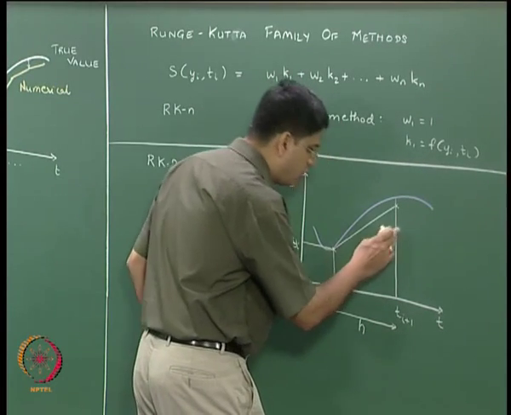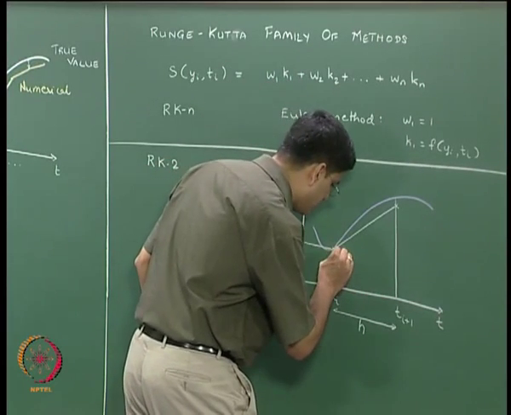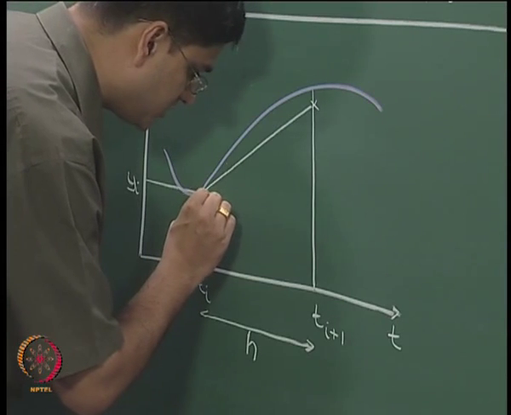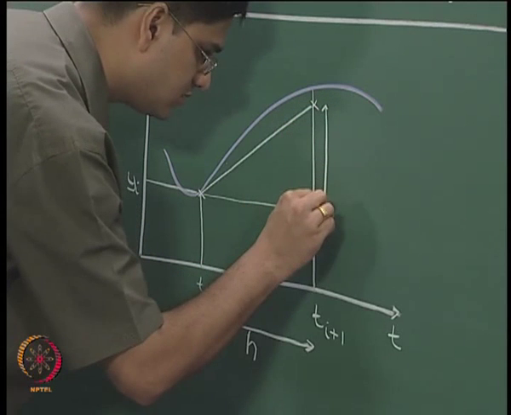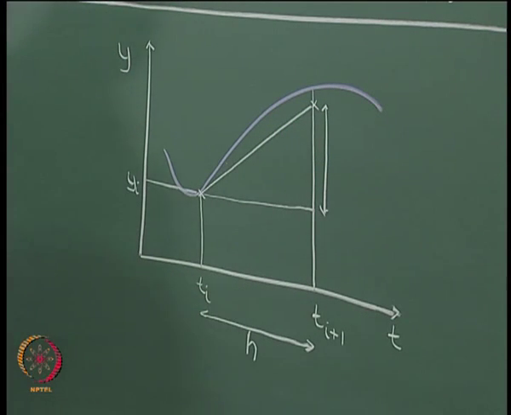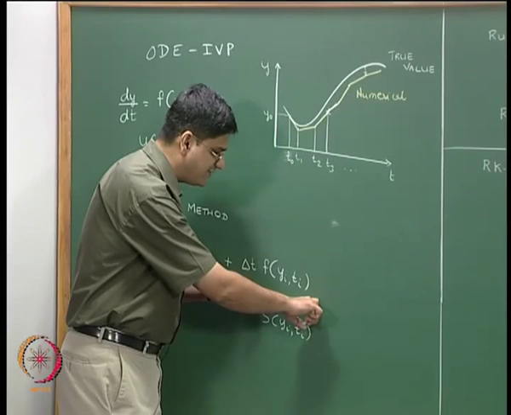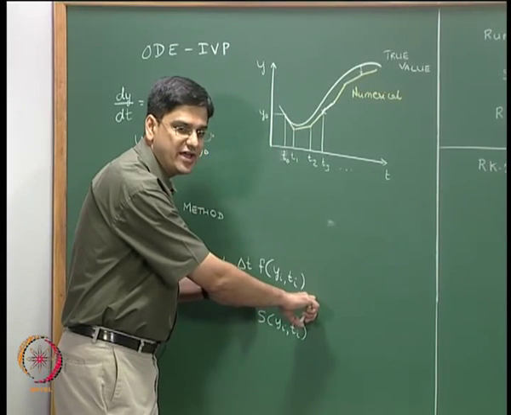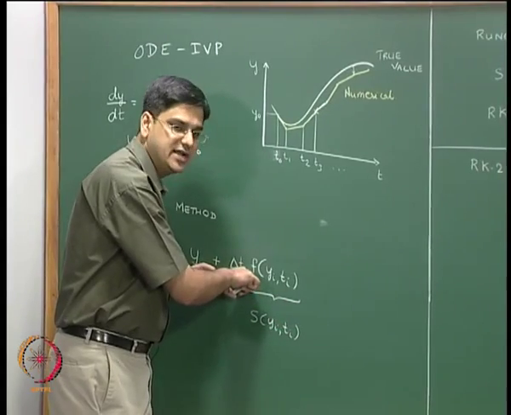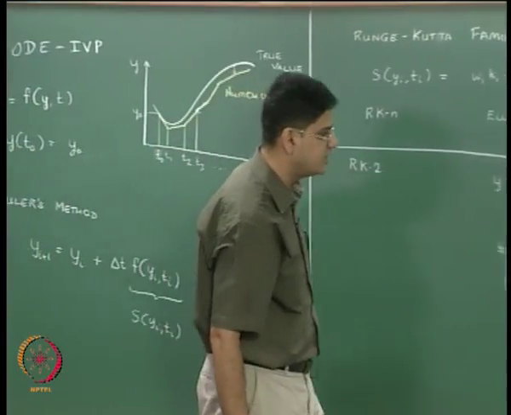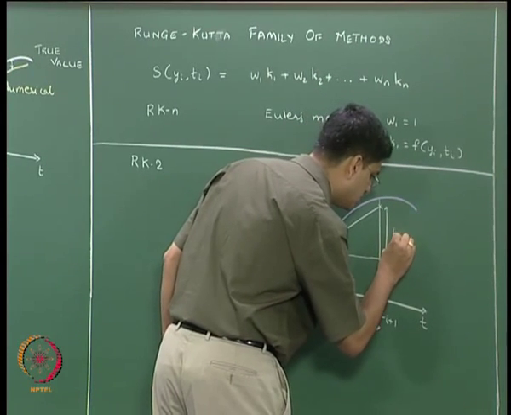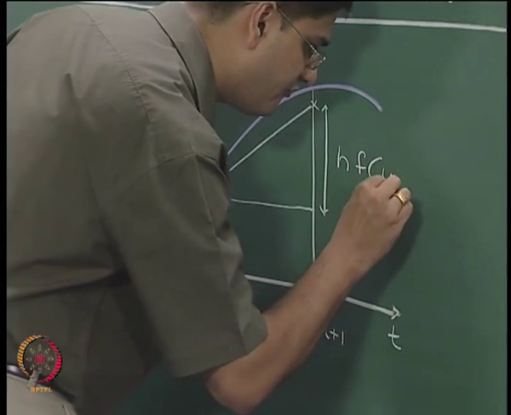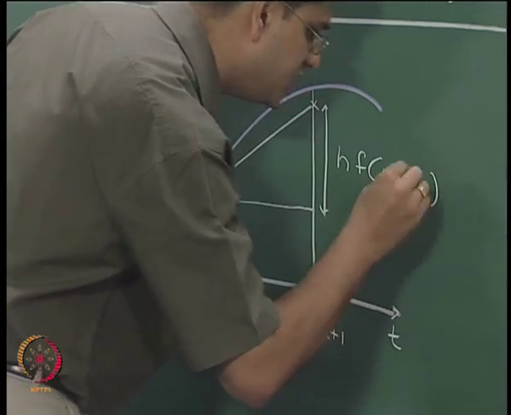Okay. So now if we look at the overall geometry, we will just complete this particular triangle over here. This distance is nothing but yi plus 1 minus yi, and yi plus 1 minus yi was nothing but f of yi comma ti multiplied by delta t. In this case, instead of delta t, we are using the term h. So this distance is nothing but h multiplied by f of yi comma ti.